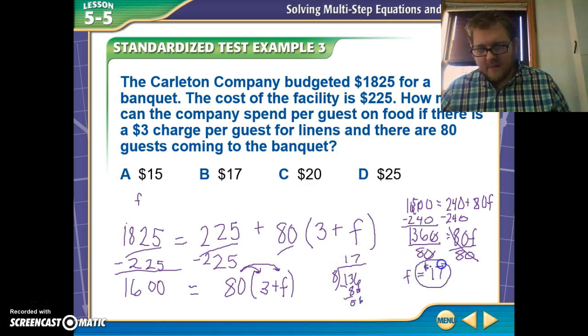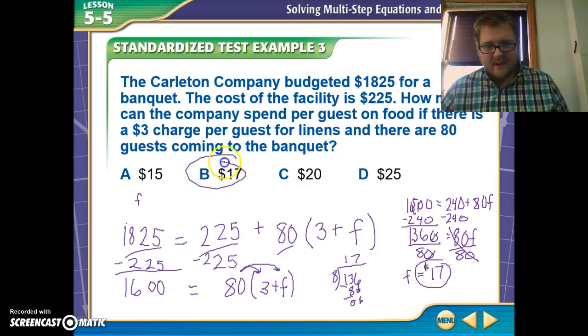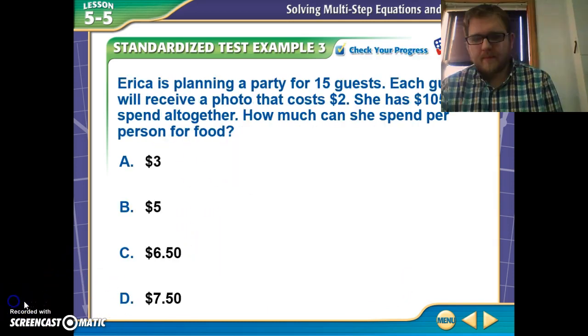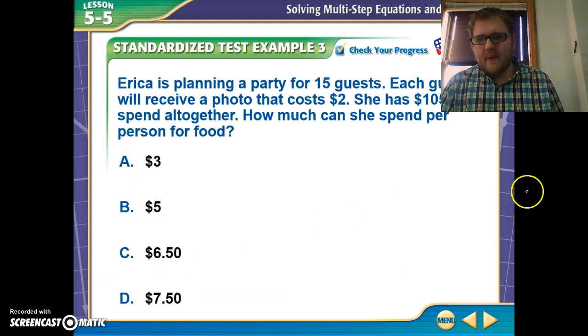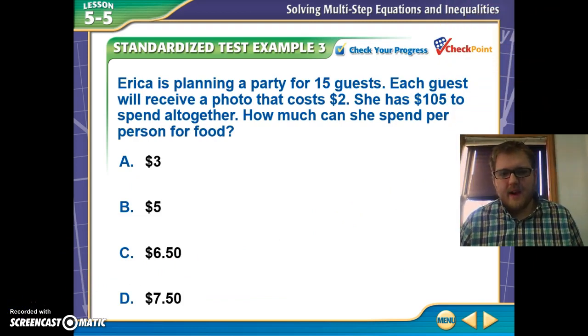Erica is planning to have a party for 15 guests. Each guest will receive a $2 photo, and she has $105 that she can spend. How much can she spend per person on food?